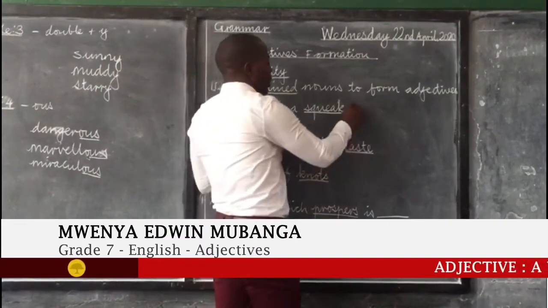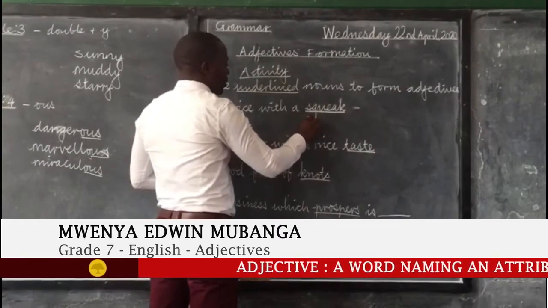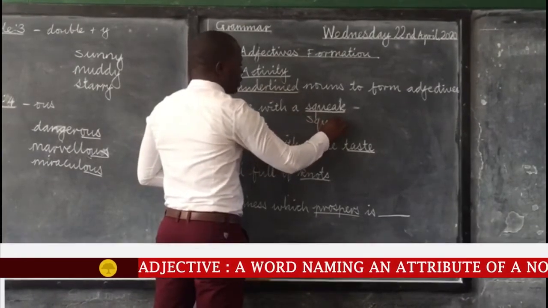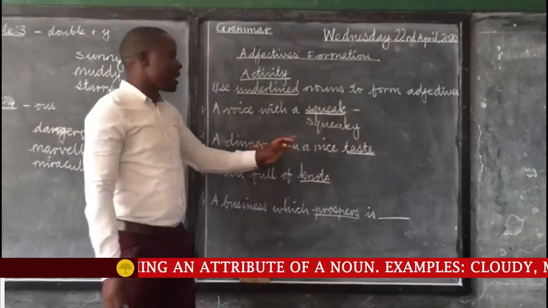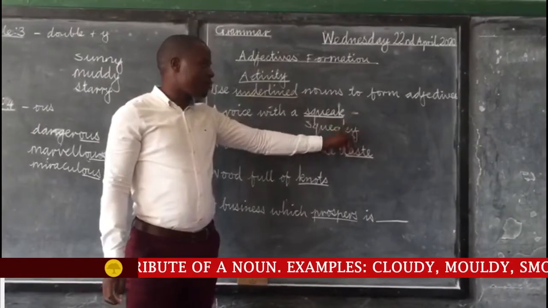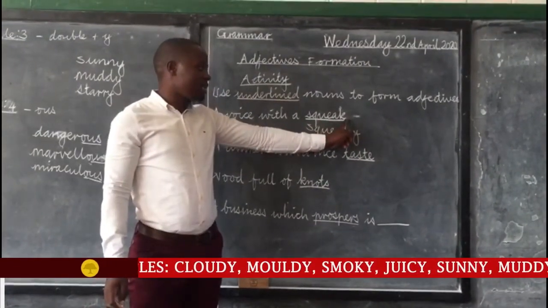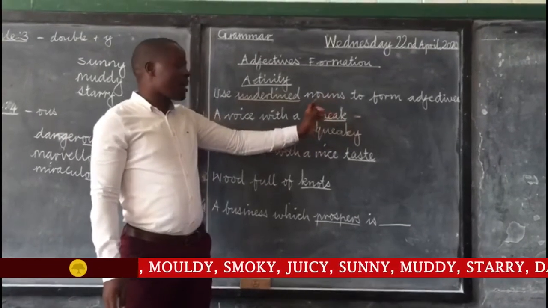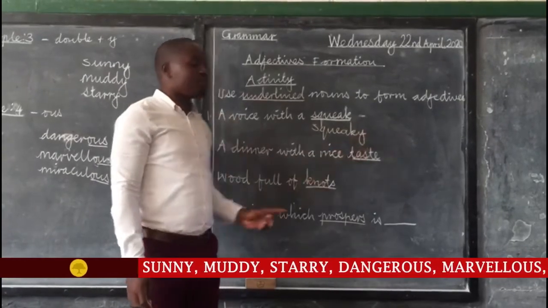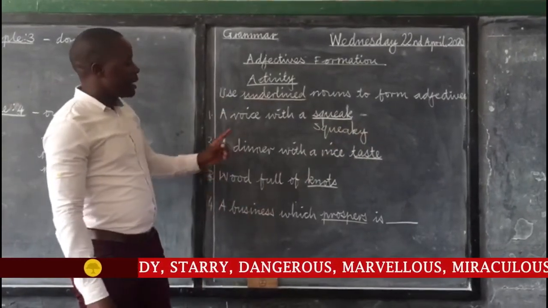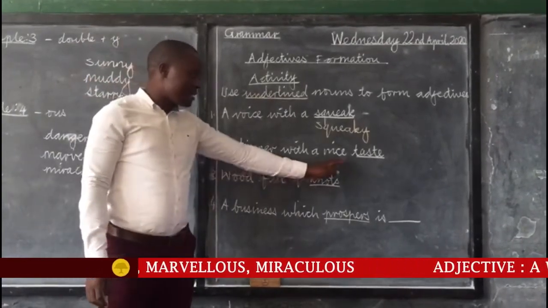So the first sentence says, a voice with a squeak. This one will come out as squeaky voice. Now for this one, we are applying the rule of simply adding the letter Y to the ending, because this word ends with letter K, which is a consonant. Rule number 1 assures us that we can simply add the letter Y to that word and it becomes an adjective.